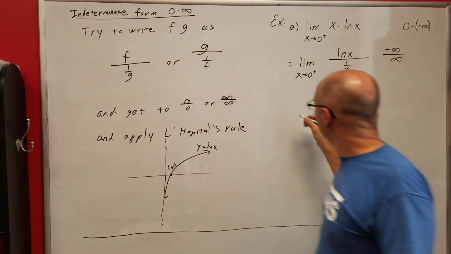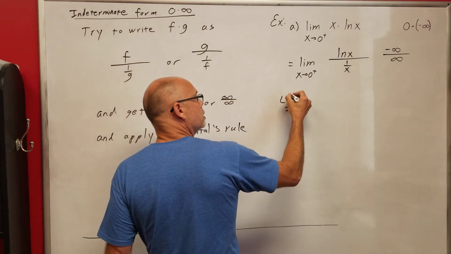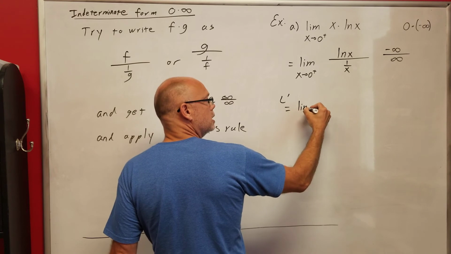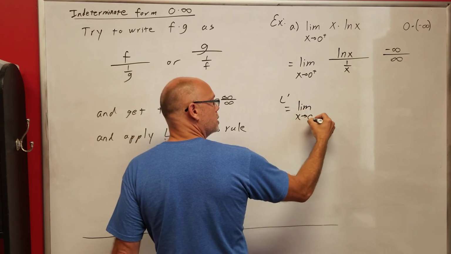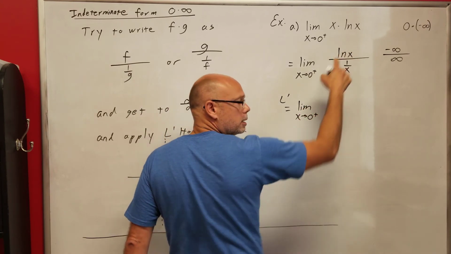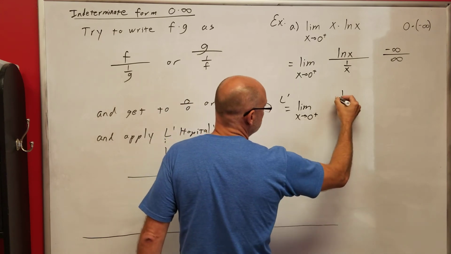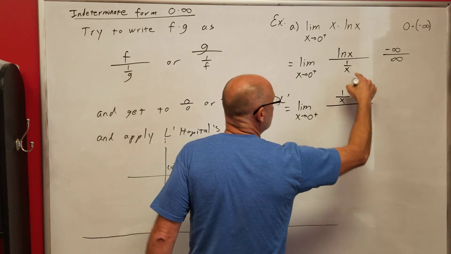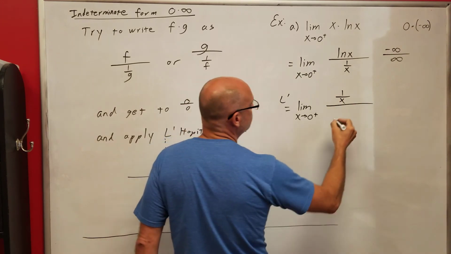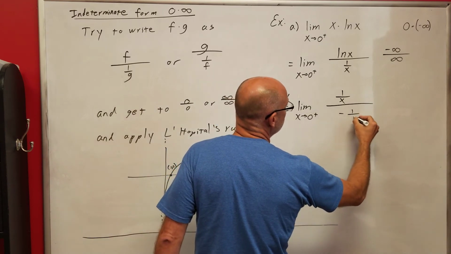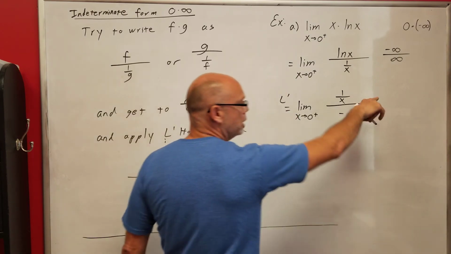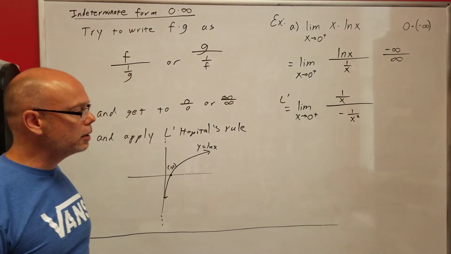So let me apply L'Hopital's rule now. I'm going to apply L'Hopital's rule, say this is the limit as x approaches 0 from the right. Take your derivative of your numerator. That's 1 over x, over the derivative of your denominator. What is that? Negative 1 over x squared. If you need to, take the derivative on the side. Do scratch work.